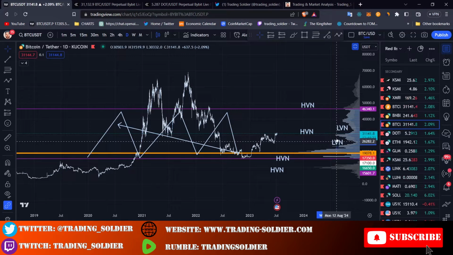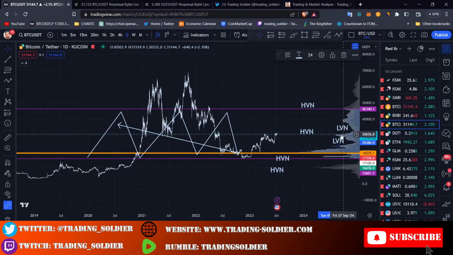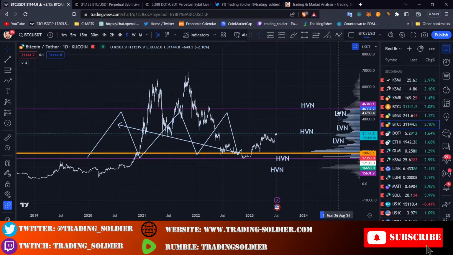For example, this place here is an LVN. Also, this is an LVN. You see that the mountain, the spike reduces, then spikes again, reduces, okay? This is a low volume node. Again here, low volume node, here, okay?